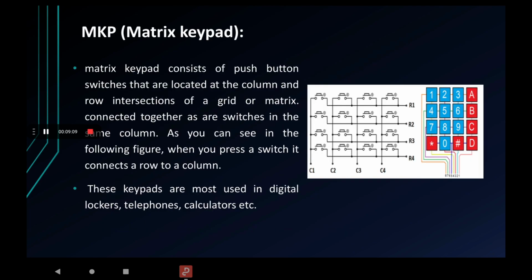Coming to NKP, a matrix keypad consists of push button switches that are located at the column and row intersections of a grid or matrix, connected together as OR switches in the same column. As we can see in the following figure, when you press a switch, it connects a row to a column. These keypads are mostly used in digital lockers, telephones, calculators, etc.